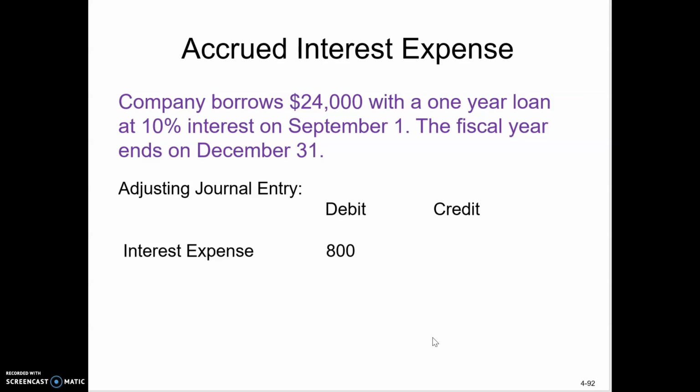So we have to make a journal entry to debit interest expense. And since we're not going to pay it until next year, we're going to credit interest payable.